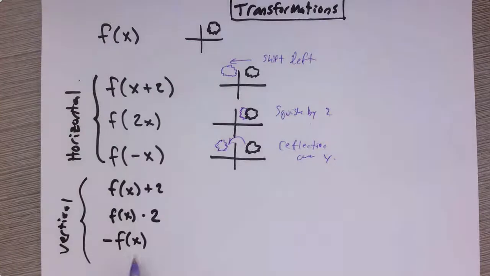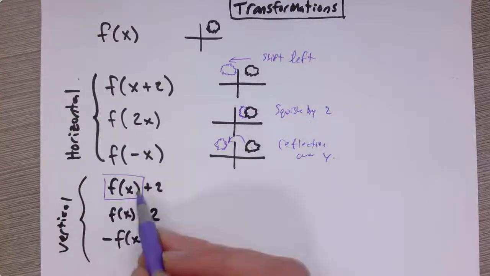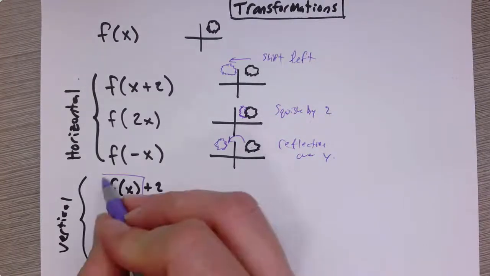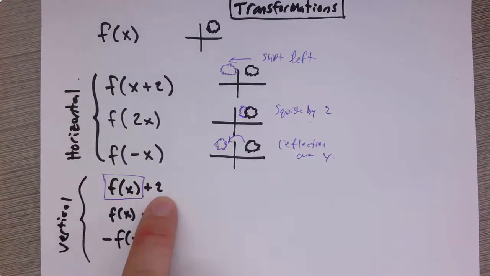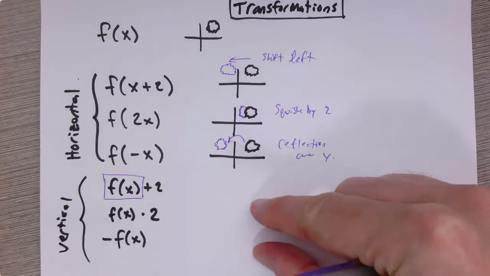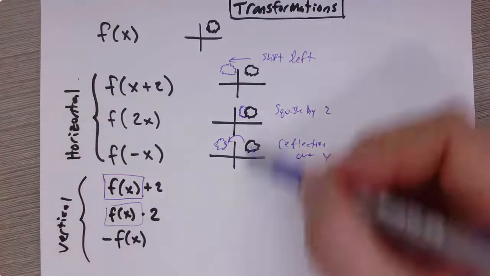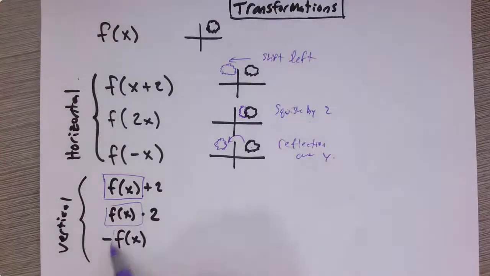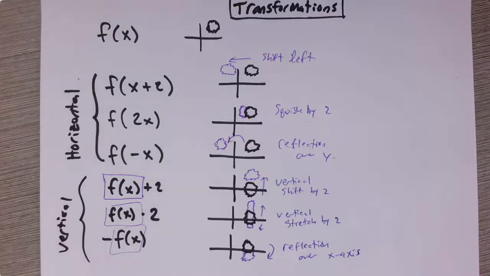So what happens if I do those same things but on the outside of the function? As soon as you plug a value for x into the function and you get an output number, now we're talking about a y value. So this is like saying take your y value from your function and add 2. So that really is going to take all the y values and shift them up by 2. Here I'm saying take the y value and multiply them by 2. So that's going to stretch it vertically by 2. Here I'm saying take all the y values and make them opposite. So that's going to be a vertical reflection.